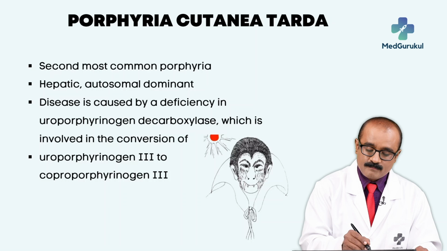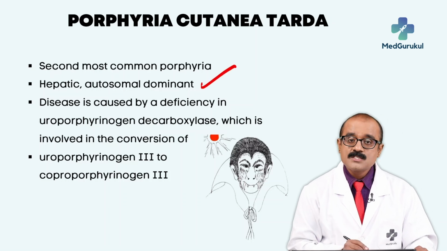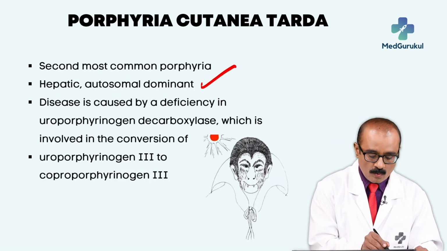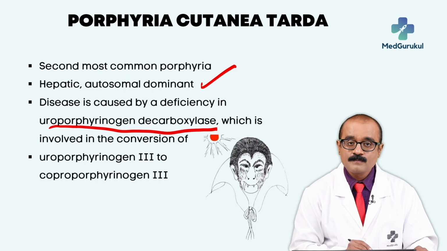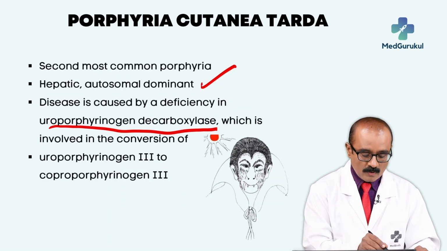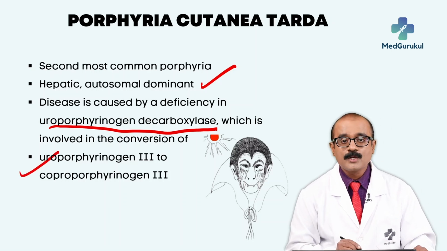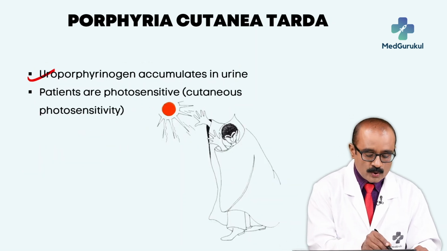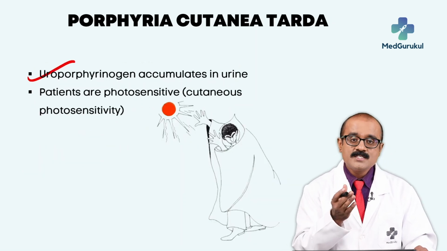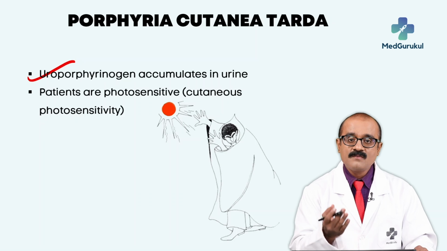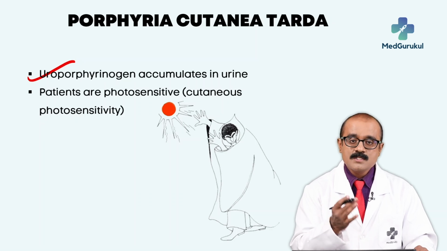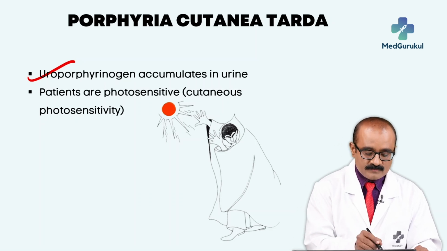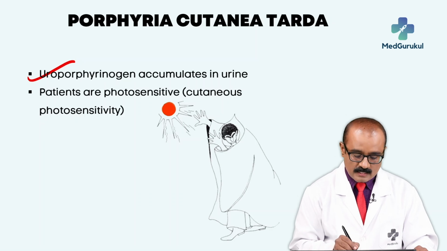So, it is hepatic, it is autosomal dominant, it is caused by deficiency in uroporphyrinogen decarboxylase. This is used in the conversion of uroporphyrinogen 3 to coproporphyrinogen 3. Because of this, uroporphyrinogen accumulates in the urine. Once this uroporphyrinogen is exposed to sunlight or atmosphere, it gets converted to porphyrin. Once the porphyrins are formed, they get accumulated.